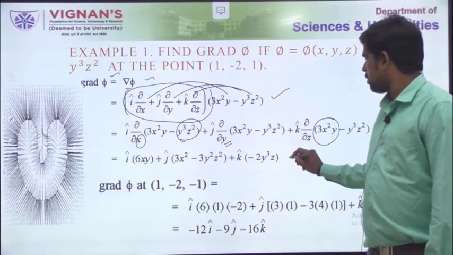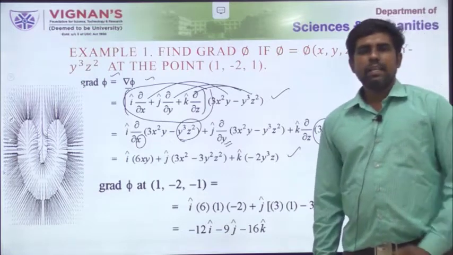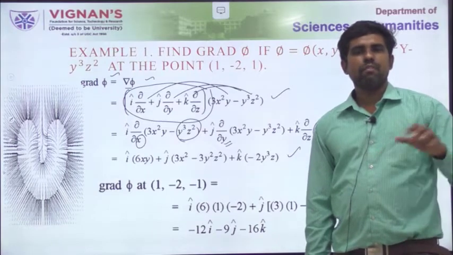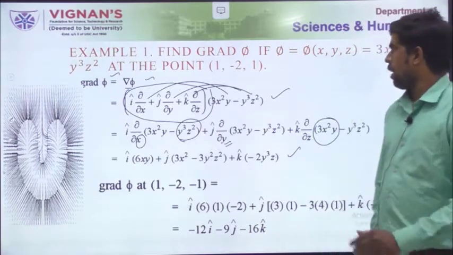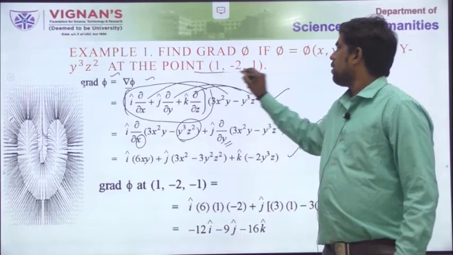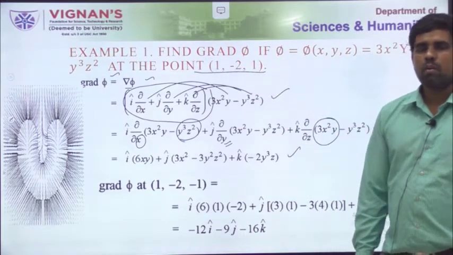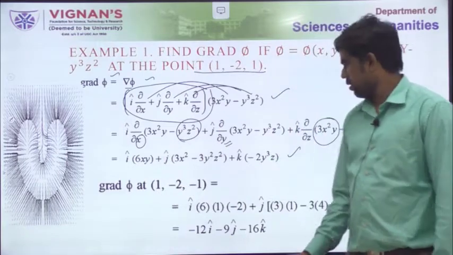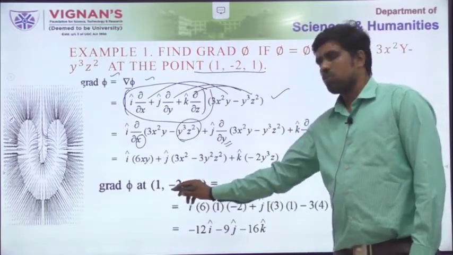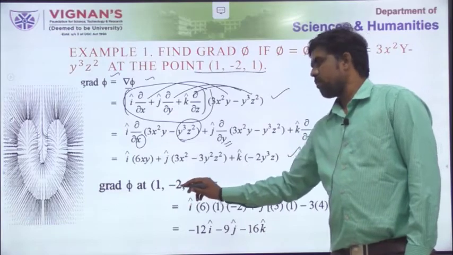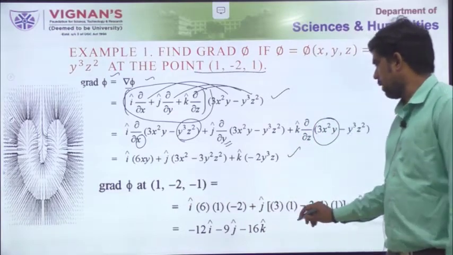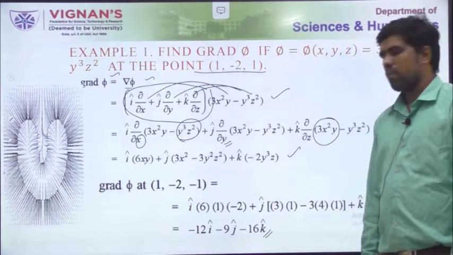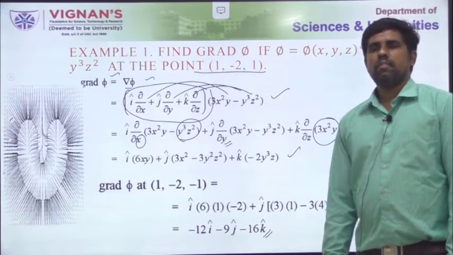So we found the del phi at all points. In general, grad phi we found in terms of the variables we have written. Now I want this normal at 1 comma minus 2 comma 1. Simple. You substitute these points in this answer. Instead of x, you substitute x is equal to 1, y is equal to minus 2, z equal to minus 1. So you will get this answer, minus 12i minus 9j vector minus 16k vector.